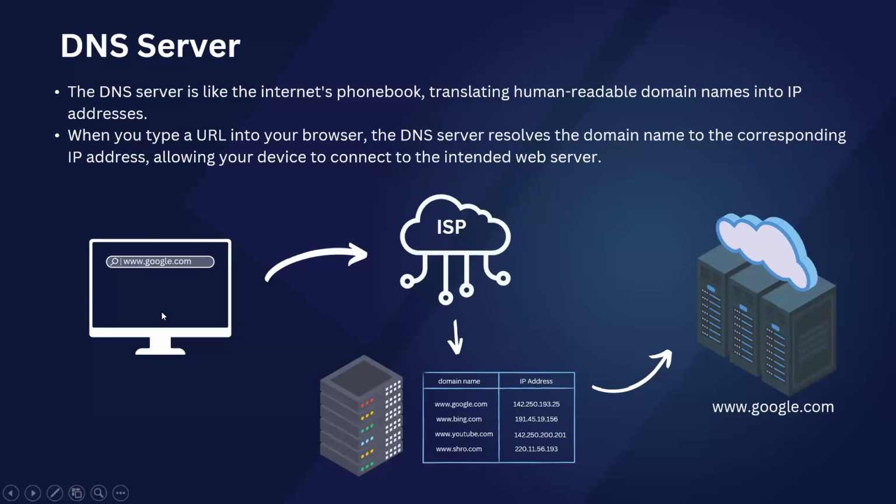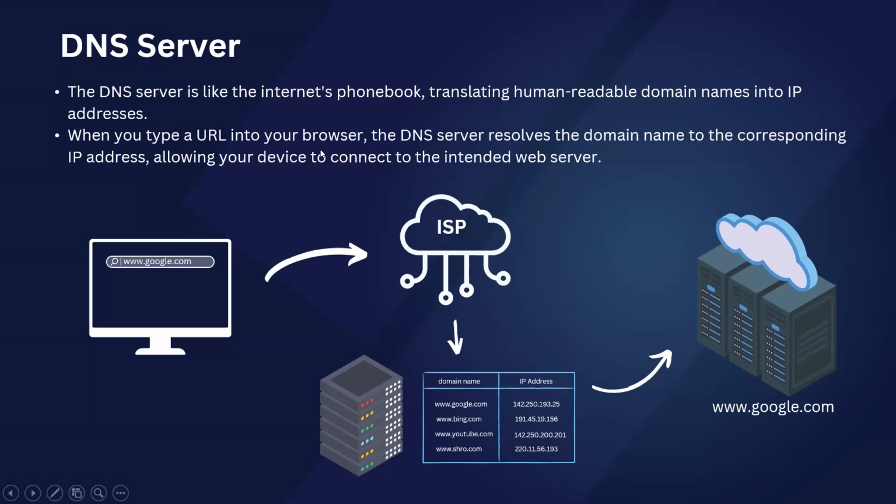When you search for a domain like google.com, that request first goes to the ISP. The ISP has its DNS servers, and in that DNS server it knows google.com is linked to so-and-so IP, and with that IP it reaches the exact domain. If there were no DNS servers, you would have to remember the public IP of every single website, and that's not practically possible. So the DNS server acts like the internet's phone book, translating human-readable domain names into IP addresses.